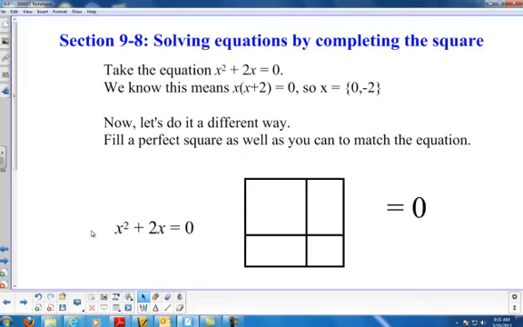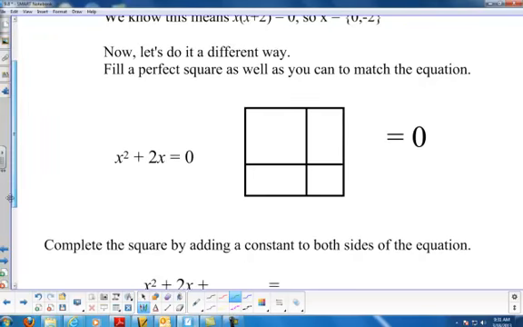x squared plus 2x equals 0. And we're going to think about this a little bit differently. If I have an x squared here, if 2x is going to be the same exact number, that means that each of these are going to have to be a 1x. So I'm thinking I need x plus 1 squared, which means this last square is going to be a 1, because this would FOIL out to x squared plus 2x plus 1.